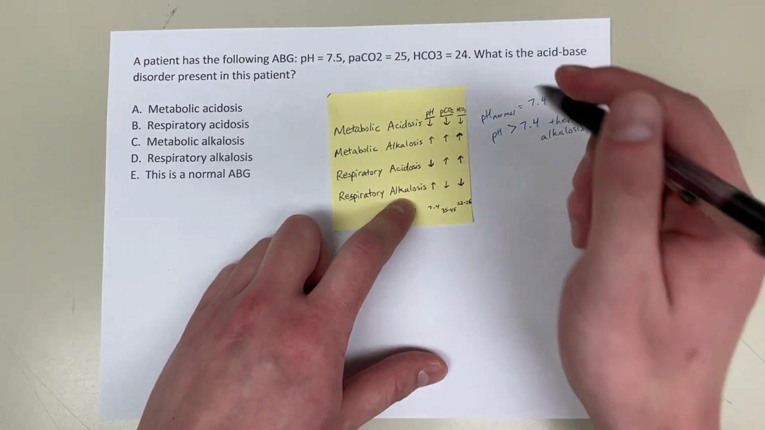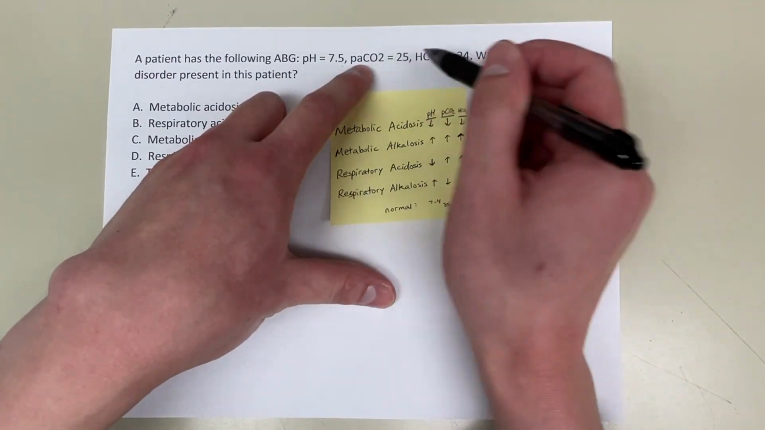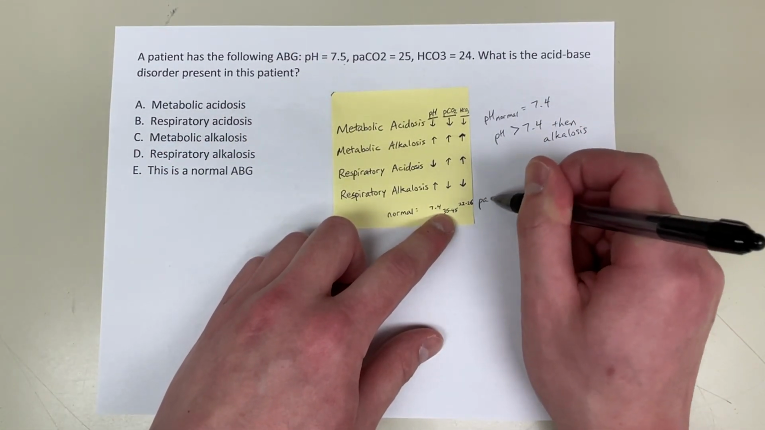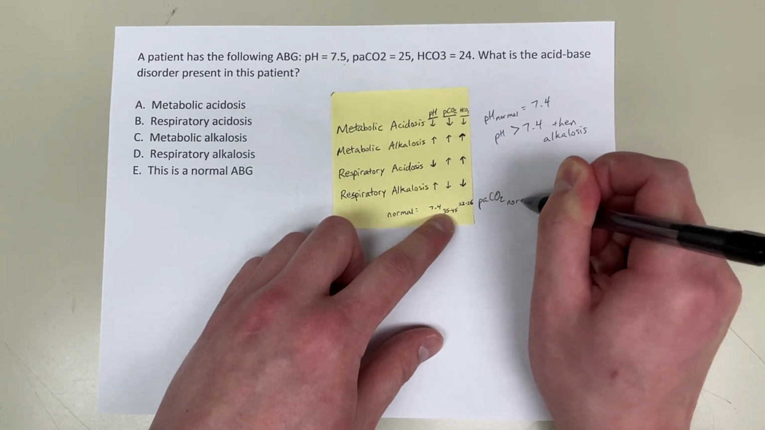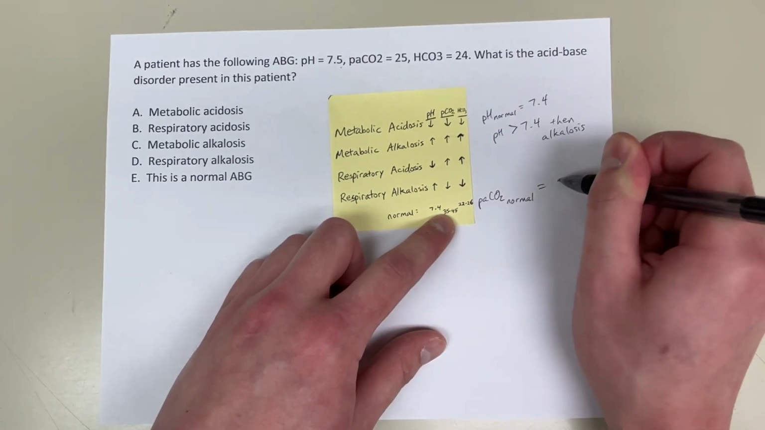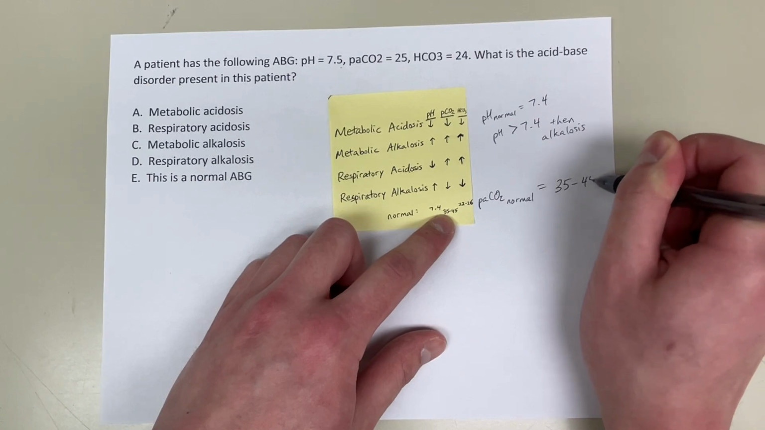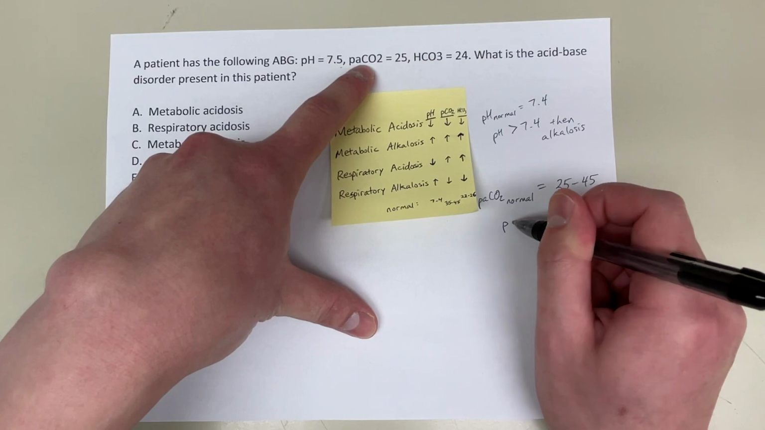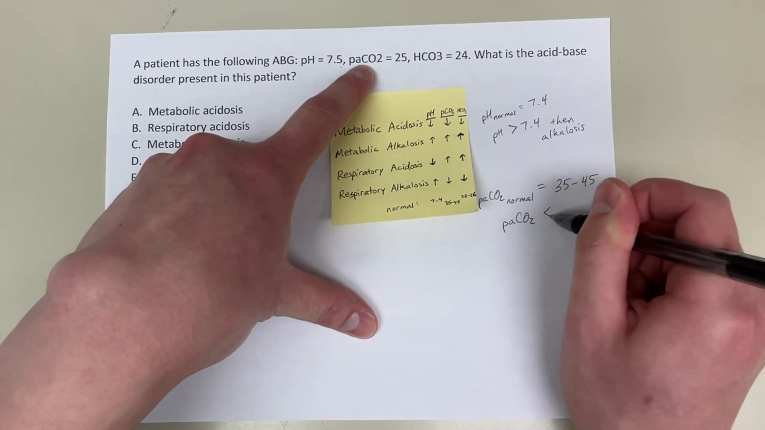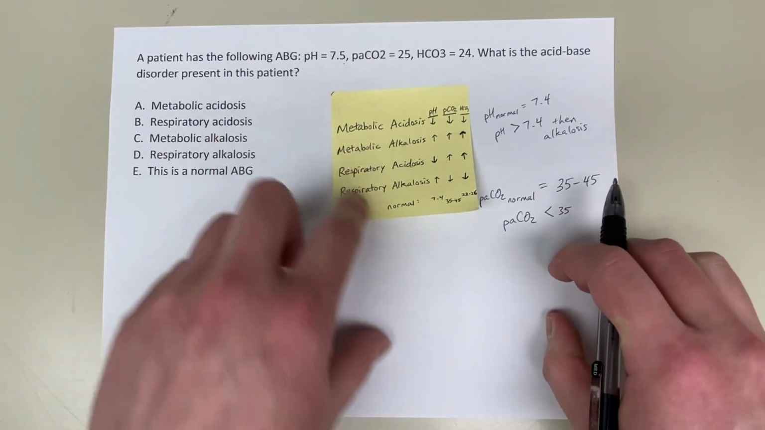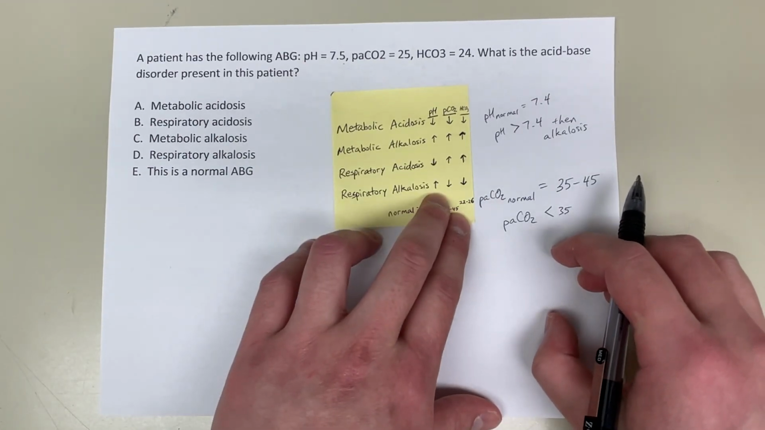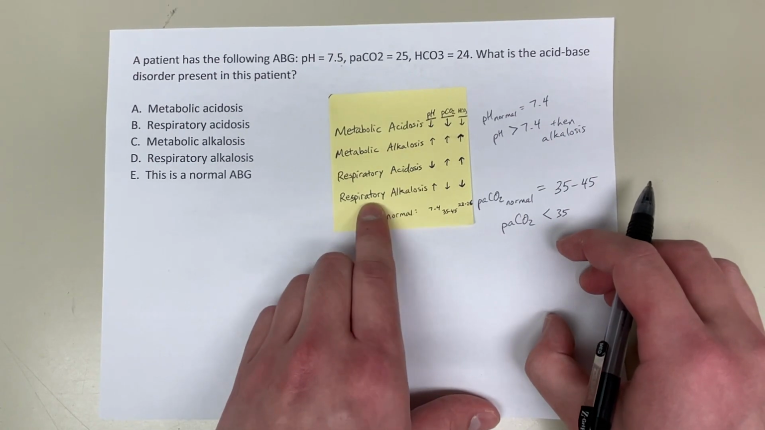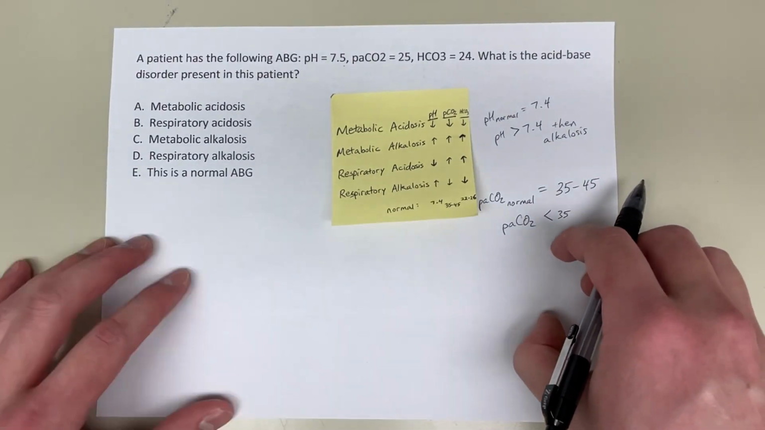So next I'm going to look at the carbon dioxide. It's 25, and that's lower than the normal. So PaCO2, carbon dioxide normal, is between 35 and 45. And so this carbon dioxide is lower than normal. That means it is respiratory alkalosis. See, because there's a down arrow here for alkalosis and respiratory. So that's why I know my answer is D.